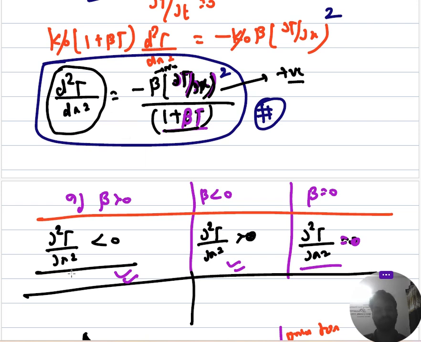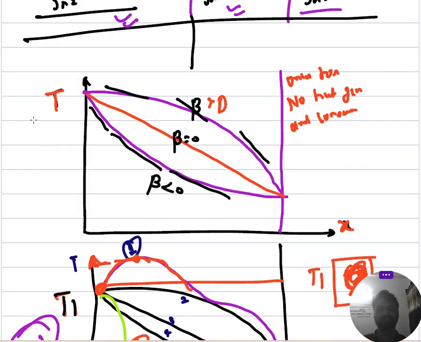So if beta is positive, then definitely d2T by dx square will be less than 0. If beta is negative, then d2T by dx square will be greater than 0. And if beta is 0, then definitely d2T by dx square will be equal to 0. If you plot temperature versus x for thermal conductivity varying with temperature, you can see that when beta is less than 0, the curve goes like that, when beta is 0, it follows the linear curve that we have already discussed, and when beta is greater than 0, you can see the curvature there, right?